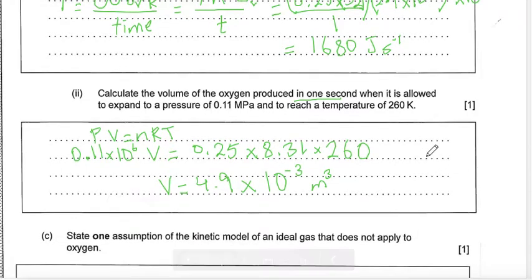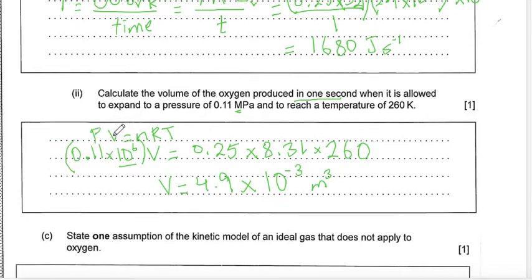Then this part says, in 1 second, calculate the volume of oxygen produced when it is allowed to expand to a pressure of 0.11 megapascals. So the mega is 10 to the power 6. So 0.11 times 10 to the power of 6 is the pressure. I'm just following from the formula.